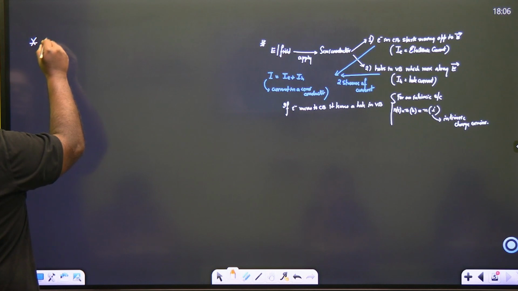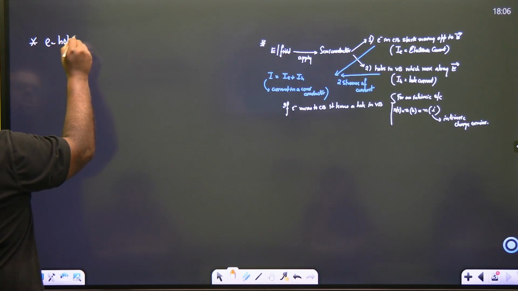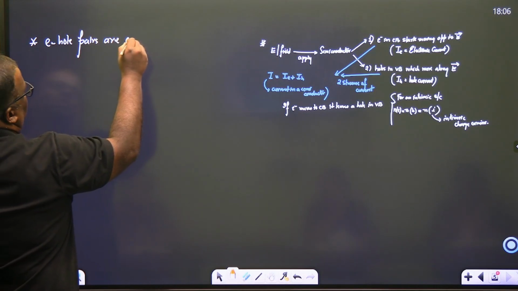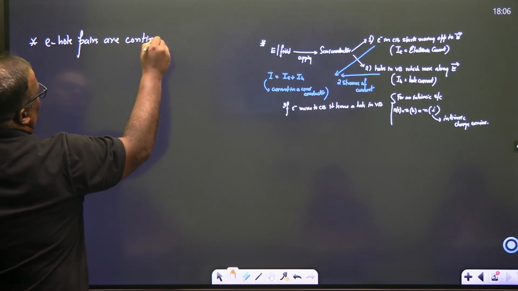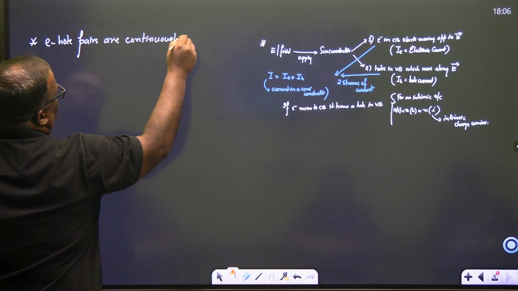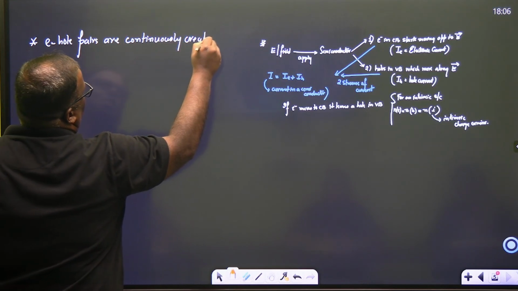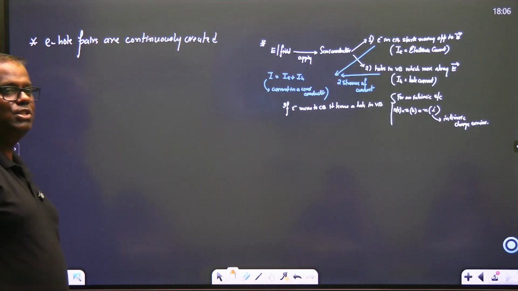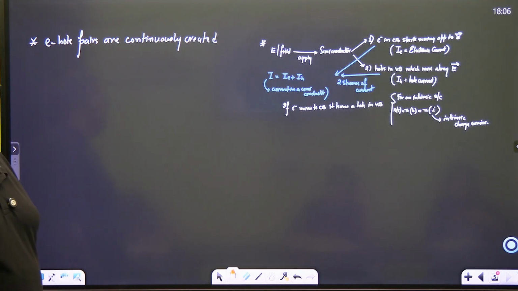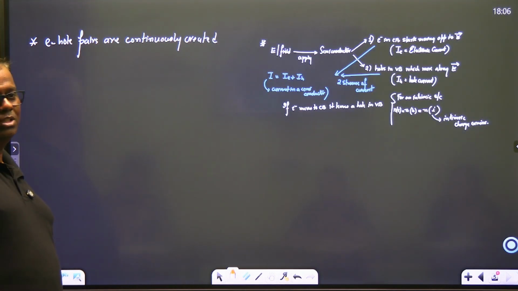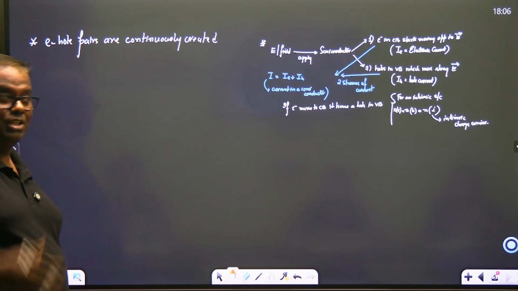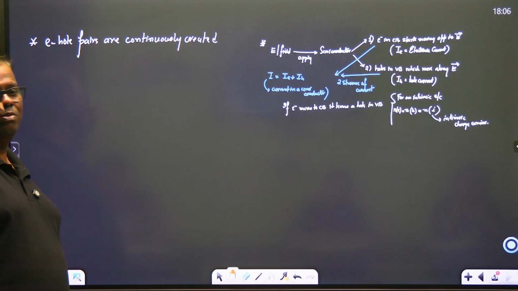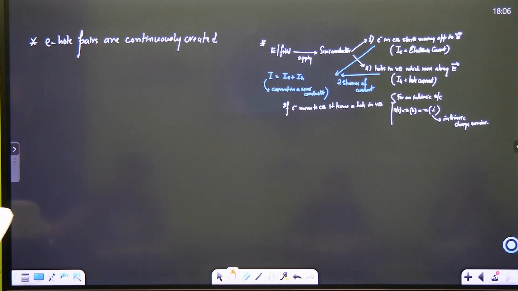So electron-hole pairs are continuously created. It's like replenishment. Mythology says whenever somebody dies, somebody must have taken birth in this universe. That's what mythology says. It's something like this. If an electron has jumped, a hole has been created. So there's always an electron-hole pair continuously being created.